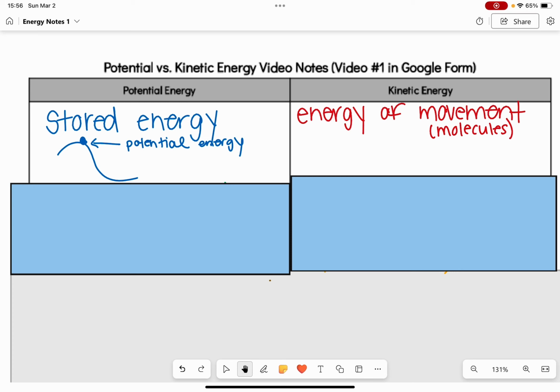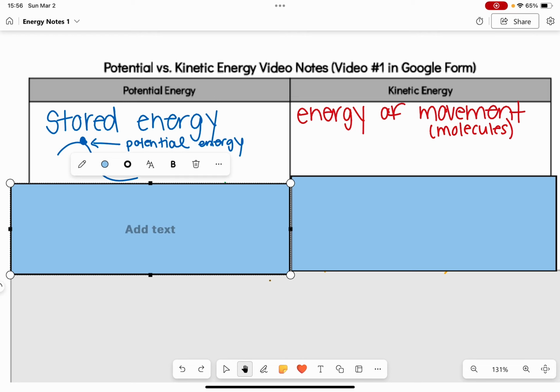A lot of people, when they think of potential energy, think of a ball sitting at the top of a hill that has not gone down the hill yet. The energy that the soccer ball or any ball has at the top of the hill is the potential energy, the potential to move, okay?